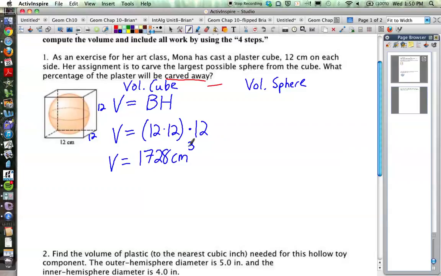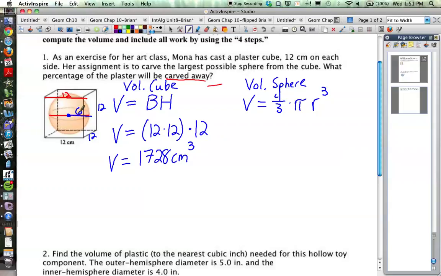Let's go on and do the volume of the sphere. Remember, our sphere formula is 4/3 times pi times the radius cubed. What we need for the volume of the sphere is the radius. We're not given a radius here, but let's think about this for a second. If this sphere fits perfectly inside of the cube, that means the diameter of our sphere is the same as the length of the cube, so that is 12 centimeters. That means the radius of our sphere is half of that, or 6 centimeters.